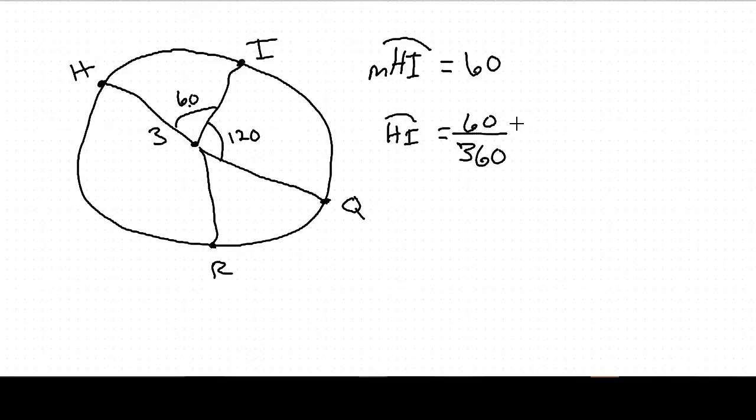Circumference. And what's the equation for circumference? 2 pi r. Okay? So what is r in this case? 3. Oh, so it's just 6 pi then. Mm-hmm.